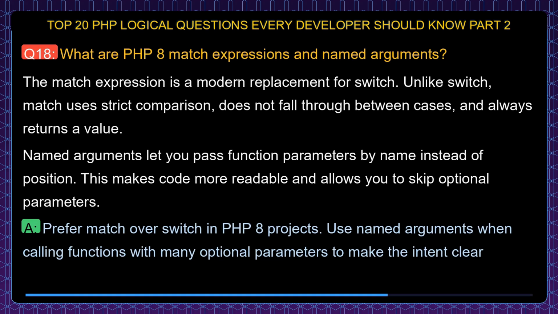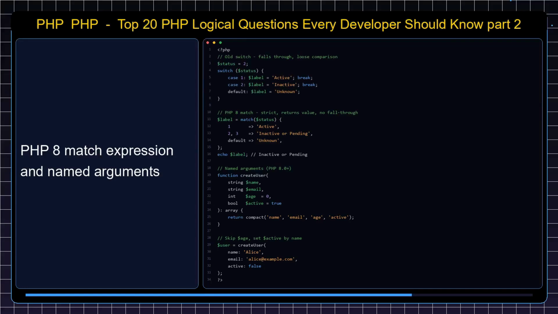Prefer match over switch in PHP 8 projects. Use named arguments when calling functions with many optional parameters to make the intent clear, without remembering argument order. PHP 8 match expression and named arguments.